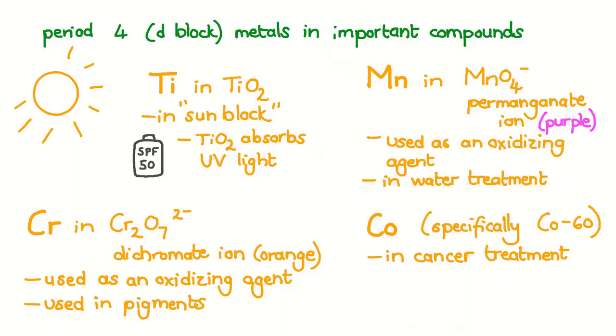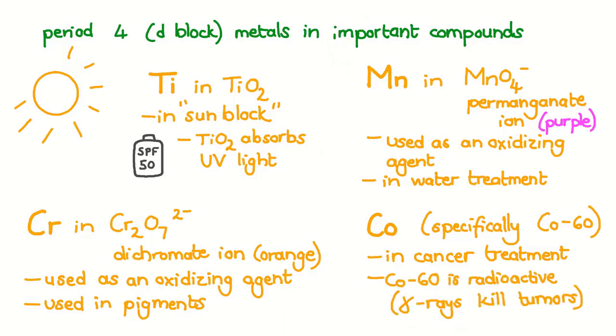Cobalt, specifically the cobalt-60 isotope, is used in cancer treatment. In cobalt therapy, the gamma rays from this radioactive isotope are directed towards tumors to kill them. Let's clear some space to look at a few more examples.